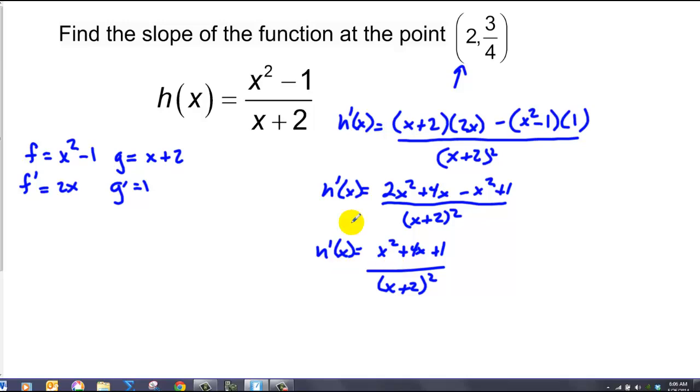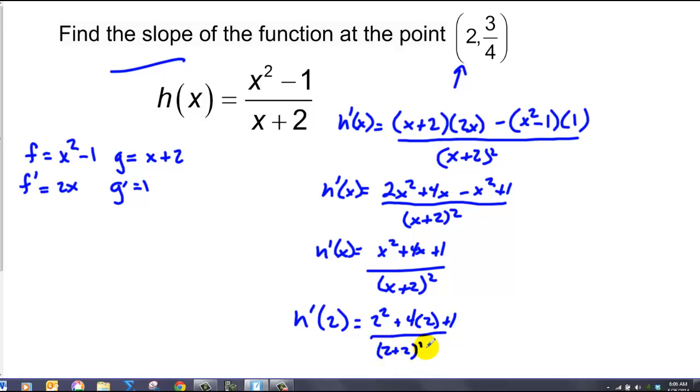And unlike the other problems, we aren't quite done because we want to find the actual slope at the point 2, finding an instantaneous rate of change or a slope. So we're going to find h prime of 2, which is 2 squared plus 4 times 2 plus 1 over 2 plus 2 quantity squared, which gives us 4 plus 8 plus 1, which is 13, over 4 squared, which is 16. And that's the slope.